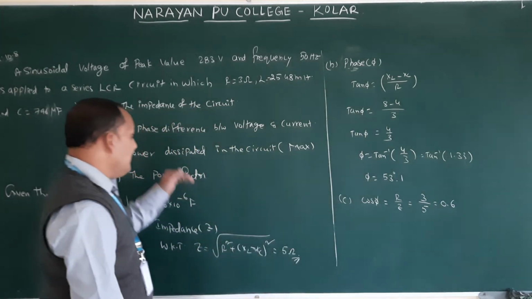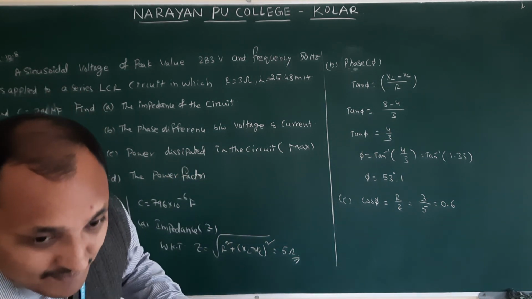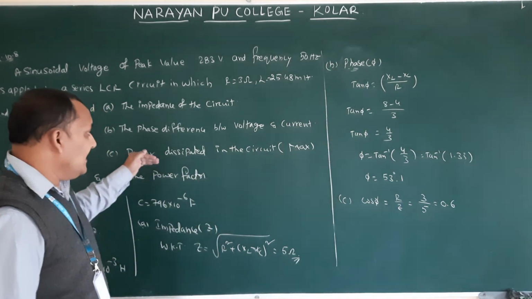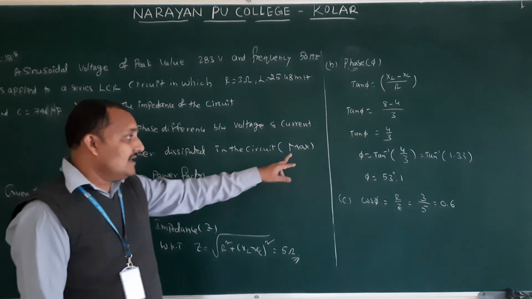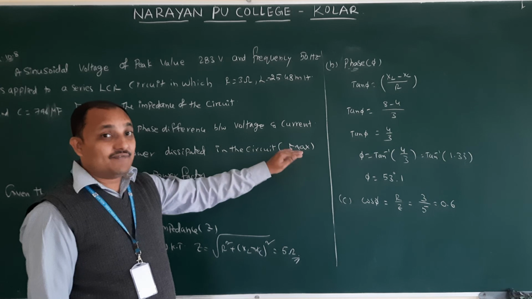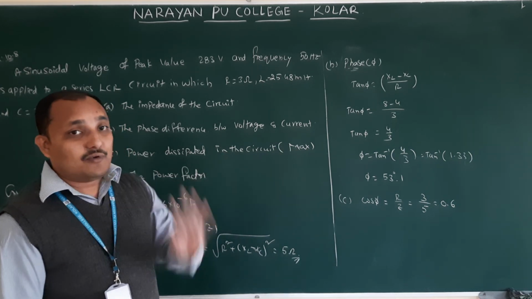Now we will see power. Power means maximum power is there. They ask power dissipated in the circuit, but they solved the maximum power in the example. Therefore, if they ask a maximum power, how to solve? If they ask a power, how to solve? I am going to explain.